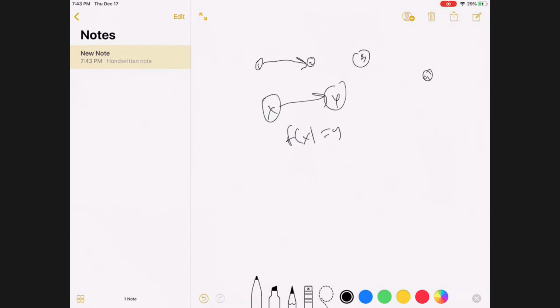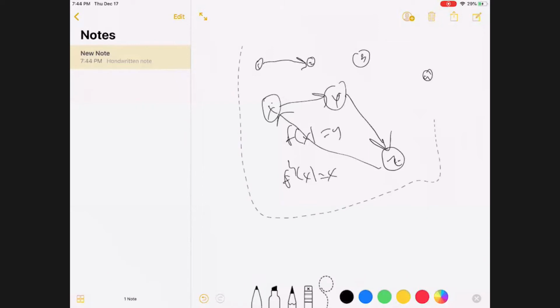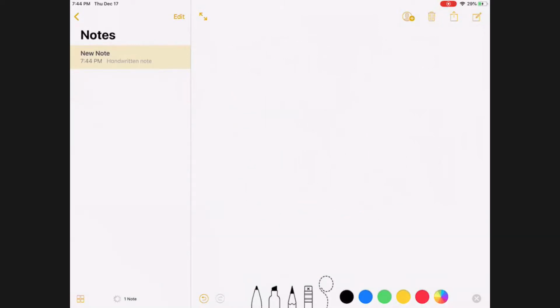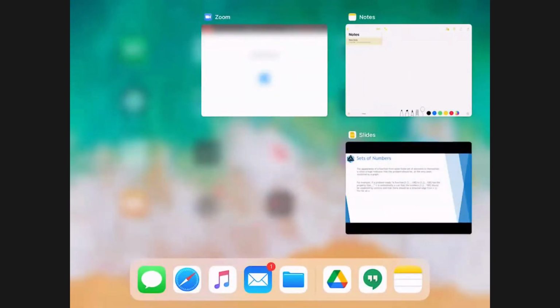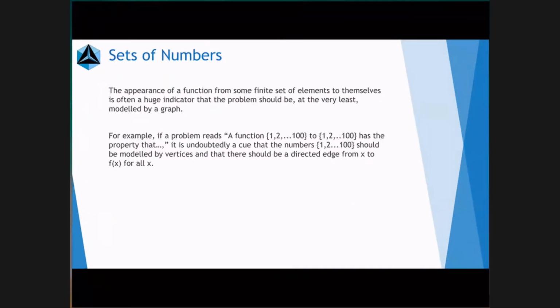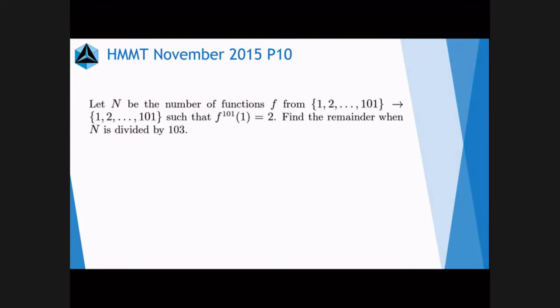And then if you want f cubed of x to be y, then all you need is a cycle of length 3, because then f cubed, you just go across the cycle. F of x is y, f of y is z, f of z is x, and so f cubed of x equals x. This is the basic idea that you're going to be using in a lot of problems, and we'll take a dive into the deep end when we look at HMMT November 2015 problem 10.